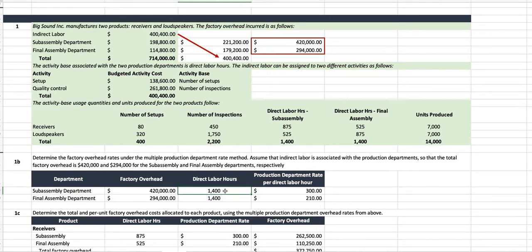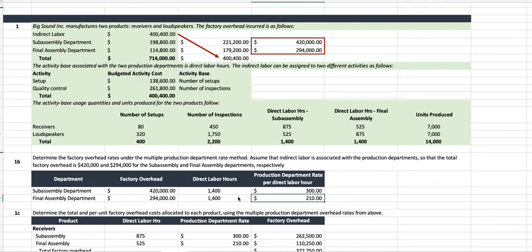So the 1,400 comes from here. This is my subassembly department, and this is my final assembly department. And it's telling me that we spent 1,400 hours in subassembly and 1,400 hours in final assembly. Now, calculating this last piece is simply taking my cost and dividing it by my cost driver. And like I said, in this one, our cost driver we determined was our direct labor hours.